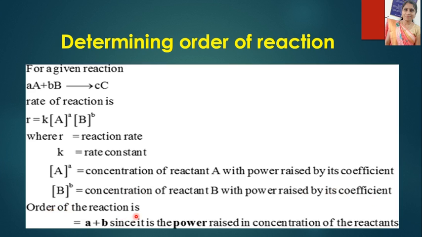So B raised to b means concentration of reactant B with the power raised by its coefficient. So order of reaction is given by a plus b because it is a sum of the powers raised in the concentration of reactants. The powers raised are a and b. So the sum of these powers is a plus b. So a plus b is the overall order for this rate equation.